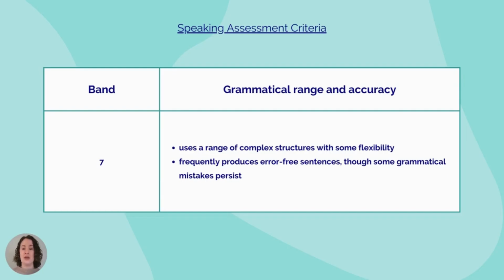Here you can see the marking criteria for grammatical range and accuracy for a Band 7 answer. As I have mentioned in previous videos, a Band 7 is referred to as a good user. So you are still able to make some grammatical errors, but you should be able to use a range of complex structures with some flexibility, and you should frequently produce error-free sentences.